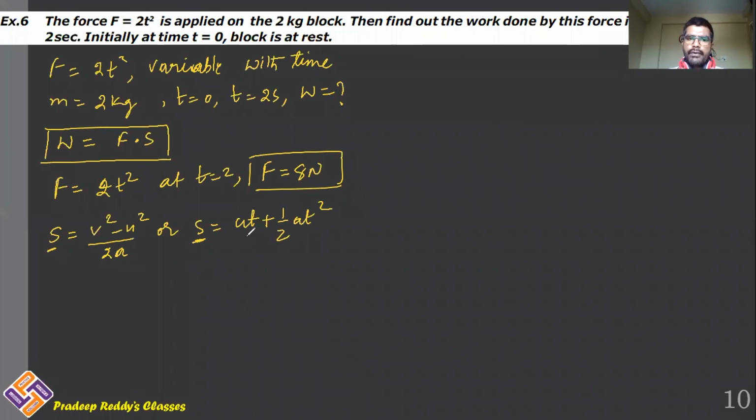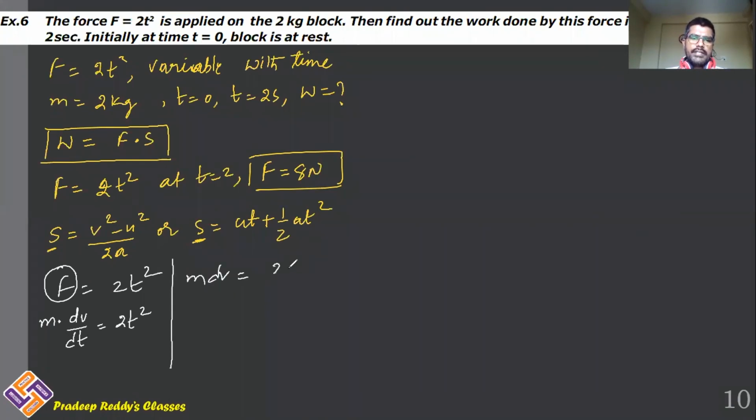Okay, so in order to find displacement, we will be using the basic equation given in the problem. What is that equation? F is equal to 2t square. But F is written as m into dv by dt, which is equal to 2t square. F is equal to dp by dt, P is mass into velocity. Mass I am bringing out. Now I can write m into dv is equal to 2t square into dt.